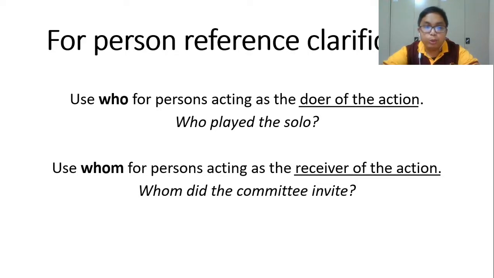Now, you use whom for persons acting as the receiver of the action, which is why, from the earlier sentence, whom did the committee invite? Whom there is referring to the one person who received the action of being invited by the committee.